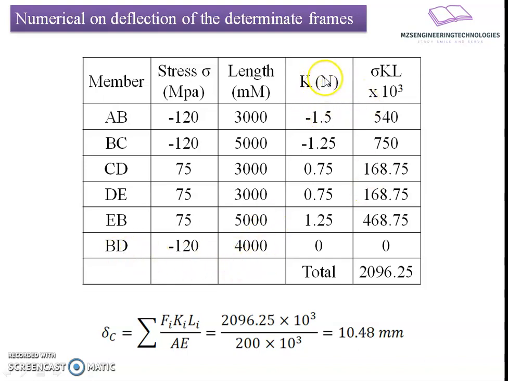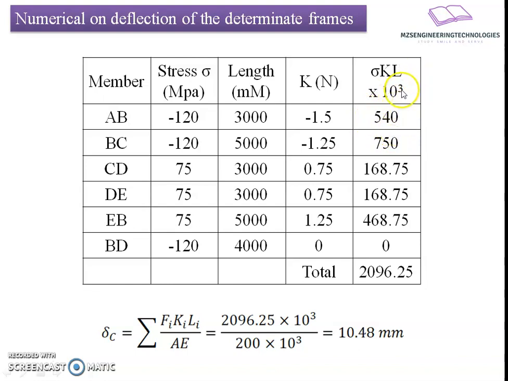Now I have substituted the value of the K force here in terms of Newton. AB carries minus 1.5, BC carries minus 1.25, meaning they are tensile in nature, whereas CD carries 0.75 and DE 0.75, and they are compressive in nature. EB carries about 1.25, and BD, the vertical member, is carrying zero force. Now if we take a product of these, instead of doing summation of Fi, Ki, Li by AE, I am going to take the product as sigma K into L into 10 raised to 3, meaning whatever the results are, they are in the power of 10 raised to 3.